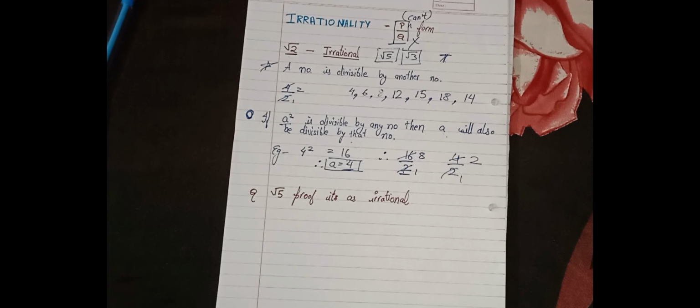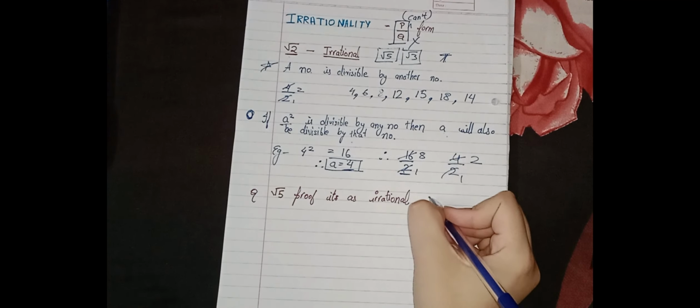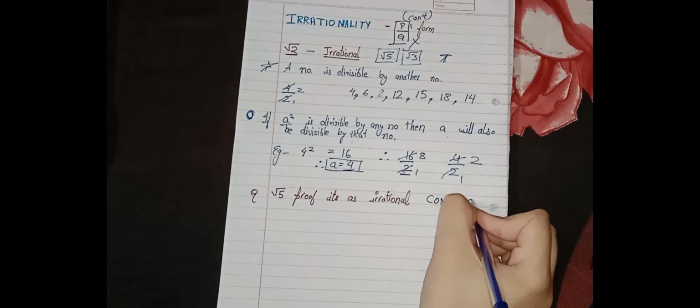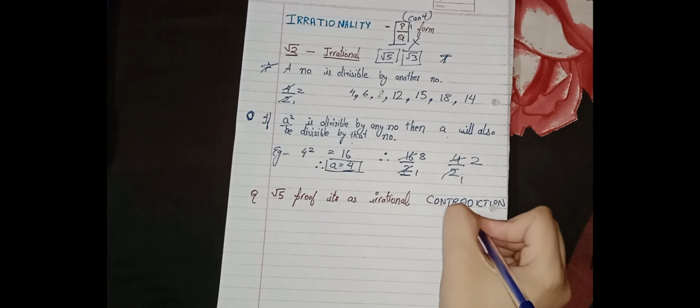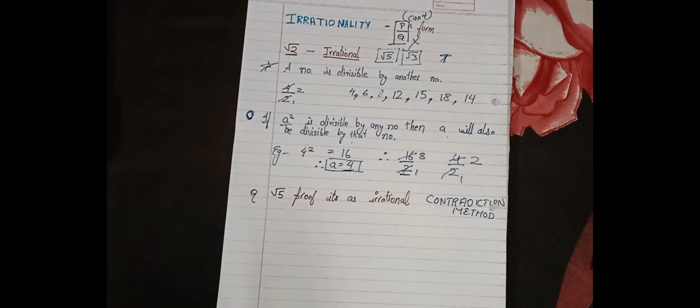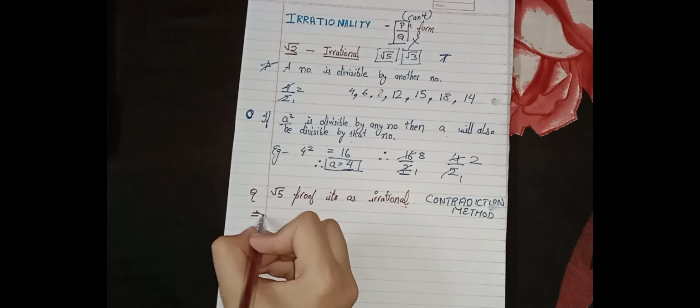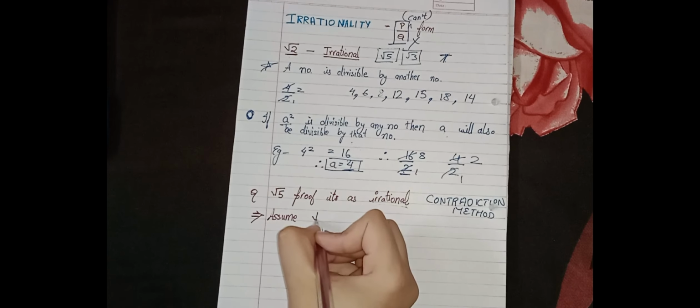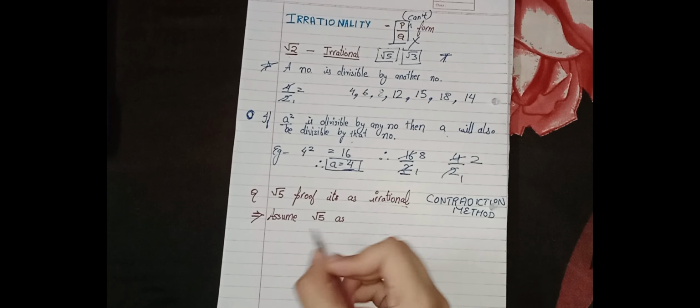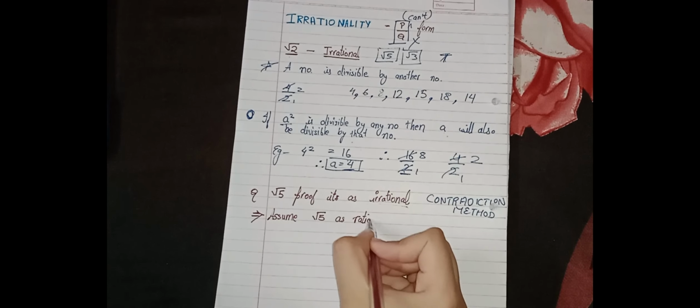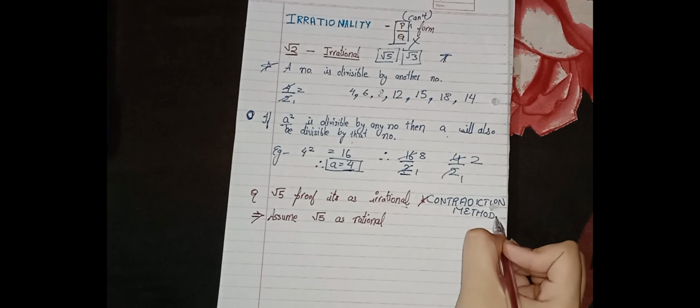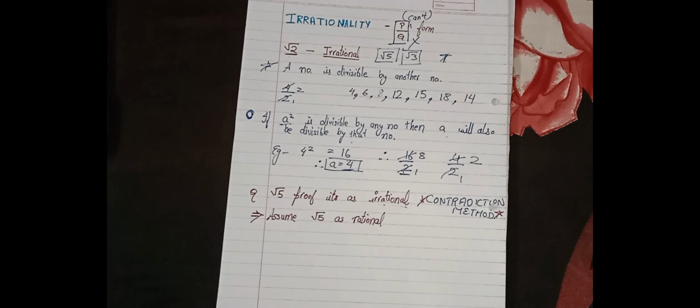ठीक है. So what we are doing is, we are going to follow the method that is known as contradiction method. Contradiction method is what? जो हमें क्वेश्चन में दिया है हम उसको उल्टा लेंगे. Contradiction method says जो भी हमें दिया है, we are going to assume opposite to that. Like here it is given to prove root 5 as irrational, but I am going to assume root 5 as rational, because I am going to follow contradiction method. जो लिखा है उसका opposite मैं assume करूँगी.